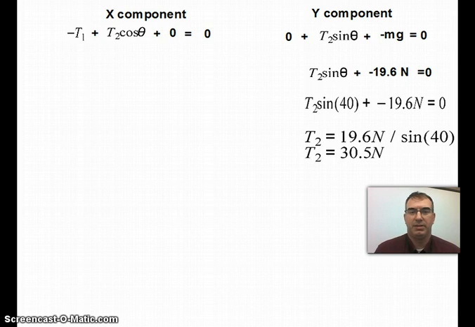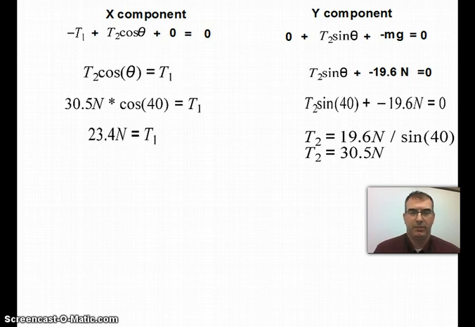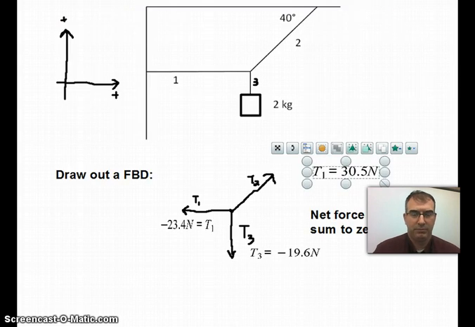We're going to use this to help us solve for T1. So now I've taken the x components, plugged in the values that I know, and I've solved for T1, which is 23.4 newtons. But don't forget, it is pointed to the left, so it's got to be a negative value.